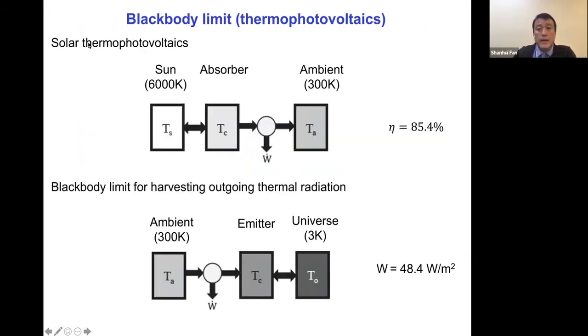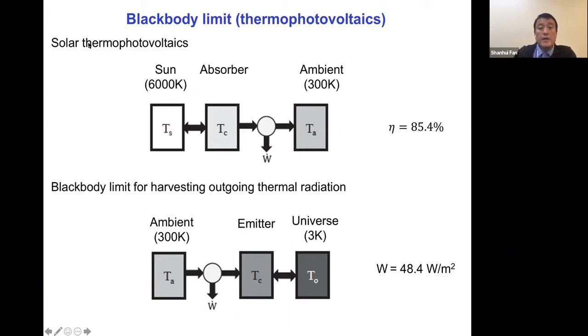In solar energy harvesting, the Blackbody limit describes the concept of solar thermophotovoltaics. In this case, you take the sunlight, heat up an absorber, and then you use the heat to drive a heat engine that sinks the heat into the ambient of 300 Kelvin. It is known that this technique provides broadband harvesting of sunlight and has a theoretical limit of 85%, which is far higher than a single junction cell.